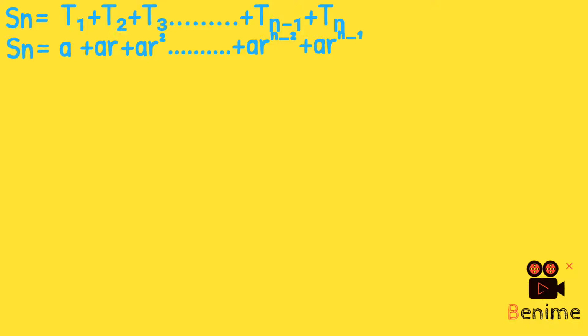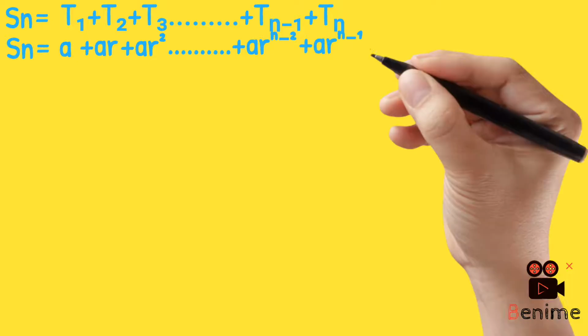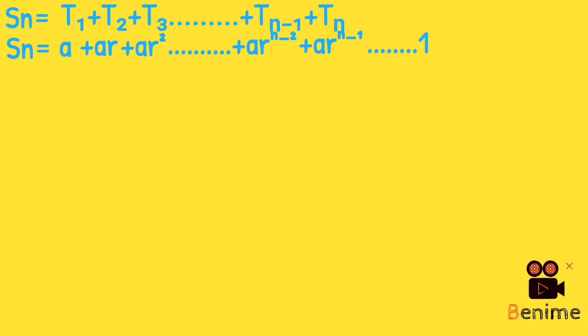So in general, what you have is Sn is equal to a plus ar plus ar raised to the power of 2. If there are more terms, ar raised to the power of 3, ar raised to the power of 4, and so on until you get to ar raised to the power of n minus 2 plus ar raised to the power of n minus 1. So this is what you have now. Let's call this equation that we have here equation 1. Now follow the steps I'm going to follow to derive the formula that I need.